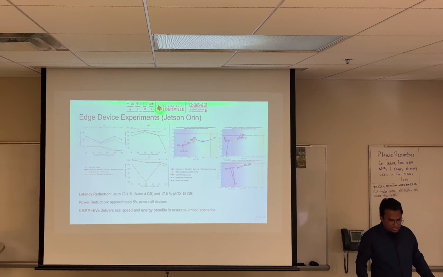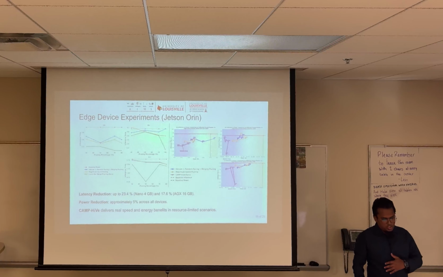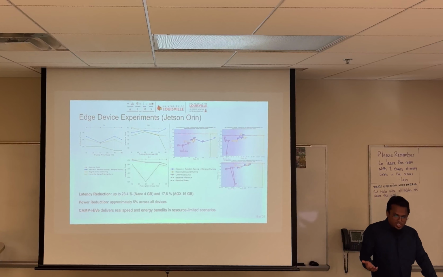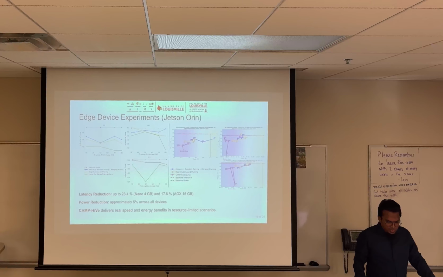17.6%. In terms of power consumption, the average reduction is around 5%, and this is consistent throughout all the devices. So these are not simulation results. These are all measured wall clock improvements using the NVIDIA Jetson stats.